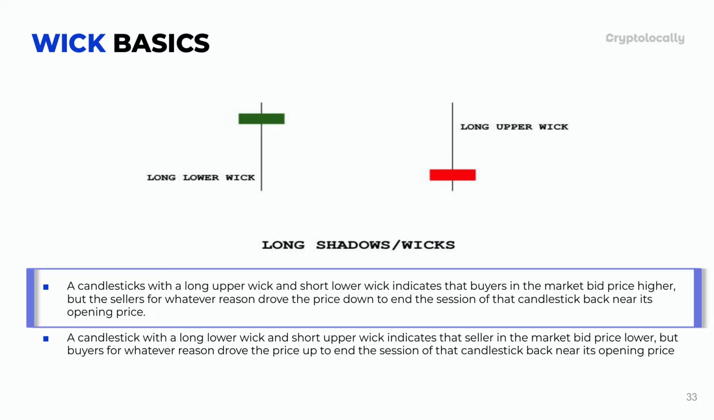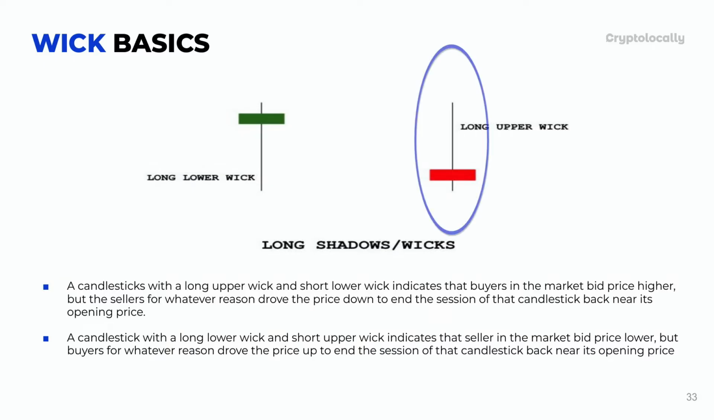So a candlestick with a long upper wick and a short lower wick indicates that buyers in the market bid price higher. So what this is telling us, this is the particular candlestick we are talking about, the long upper wick. So this shows that there was a time price was here. That was when the candlestick was forming. There was a time price was at this highest point, which is the high price. But for whatever reason, the sellers drove the price down.